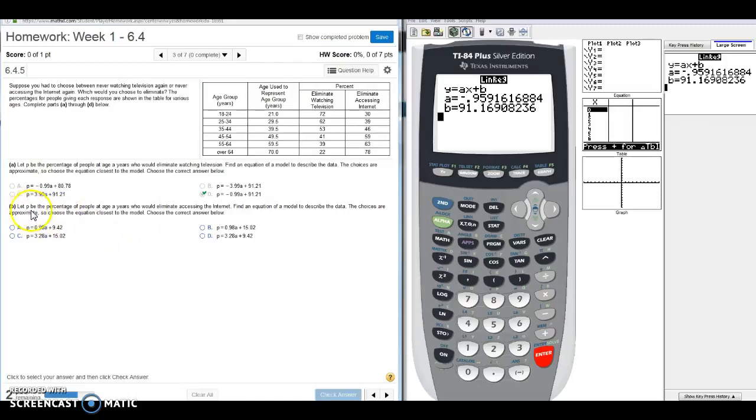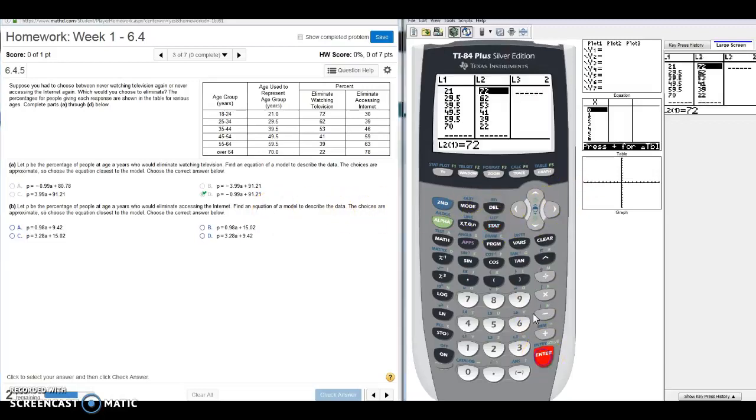Now I want to do the same thing, but with the percentage of people who would eliminate accessing the internet. So I'm going to go back to Stat. I hit Enter to see my lists. I'm going to right arrow over to list 3, and I'm going to enter these percentages. I notice a lot fewer people are wanting to lose access to the internet. But it changes with age. That's very interesting. The older we are, the more likely we are to choose television as what we would want to give up.